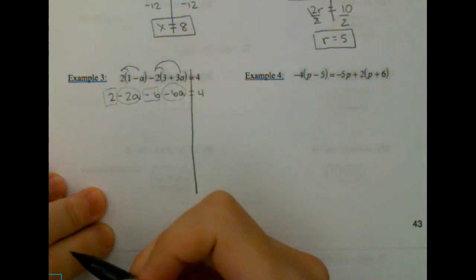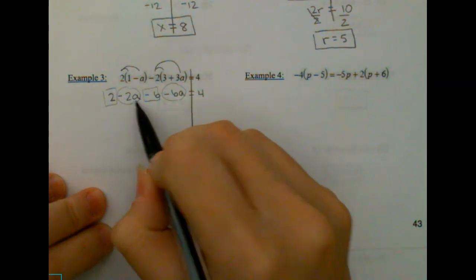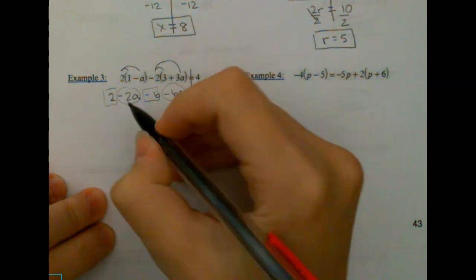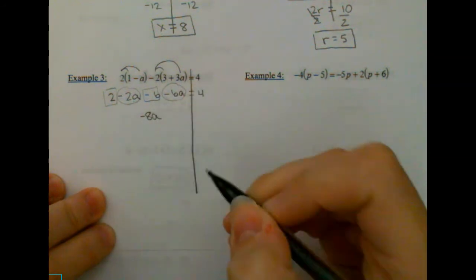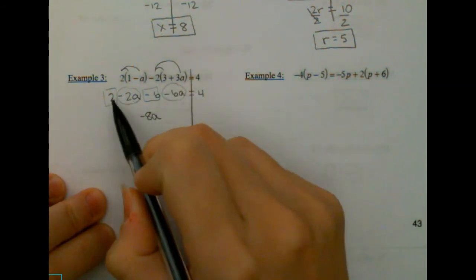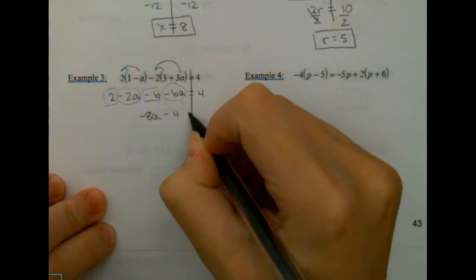So my like terms here are this 2 and -6, and then I've also got a -6a and a -2a that are like terms. The -2a and -6a combine into -8a, and the -6 and +2 combine for a -4.